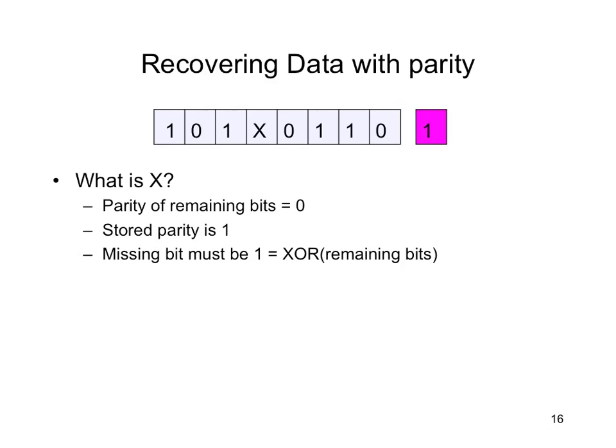If this was a 0, it would tell us that this had to be a 0 because we need an even number of 1s. So that's how parity can help us repair a missing bit.